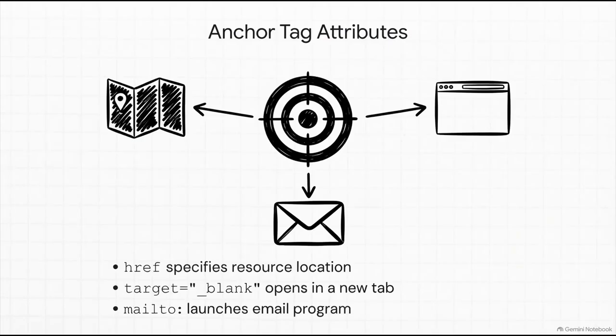We create hyperlinks using anchor tags, which are just represented by the letter A in brackets. But an anchor tag is useless without its attributes. We use the href attribute to specify the exact location we're pointing to, whether that's another URL or a file. We can also toss in a target attribute with the value _blank to force the browser to open that link in a brand new tab. You can even use the href attribute with a mailto URL to instantly launch the user's default email program, drafting an email right to that address.